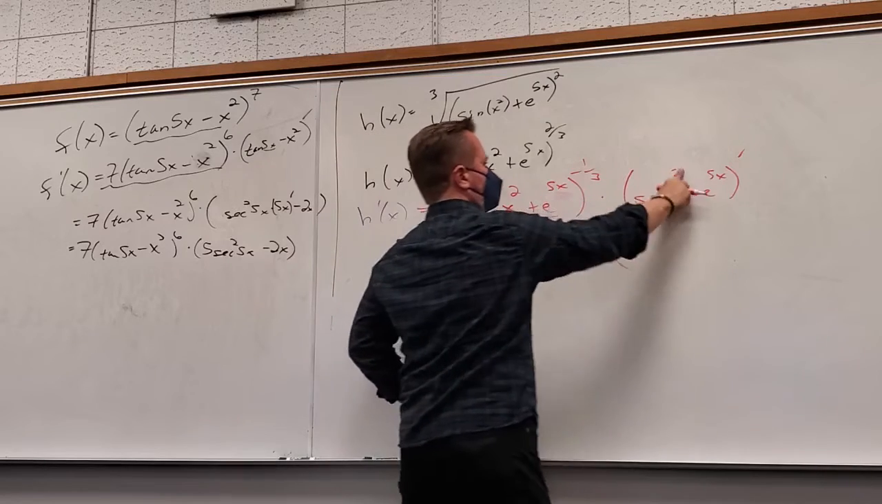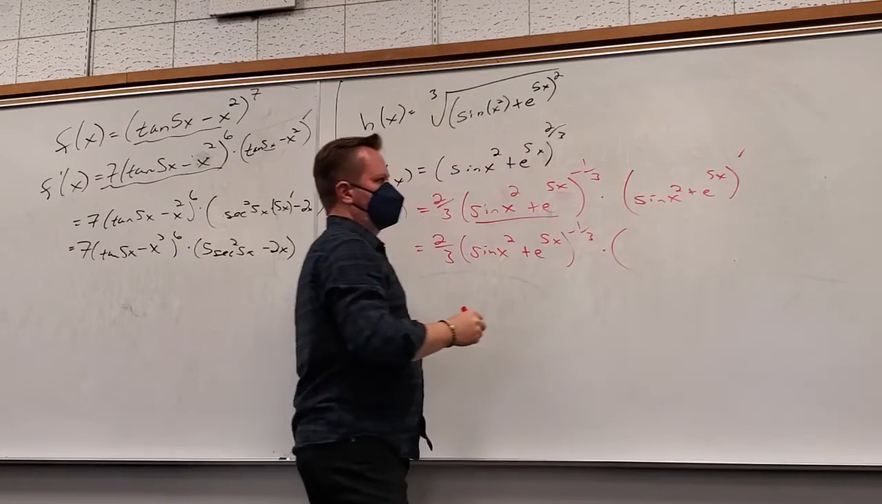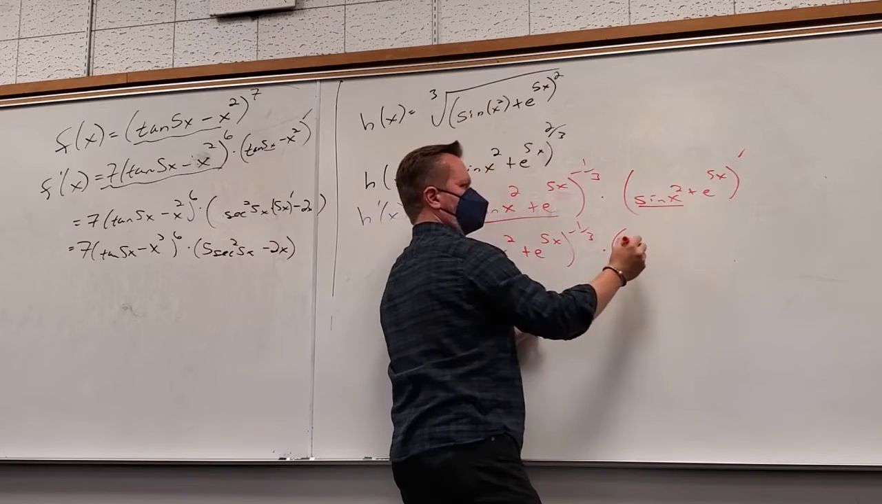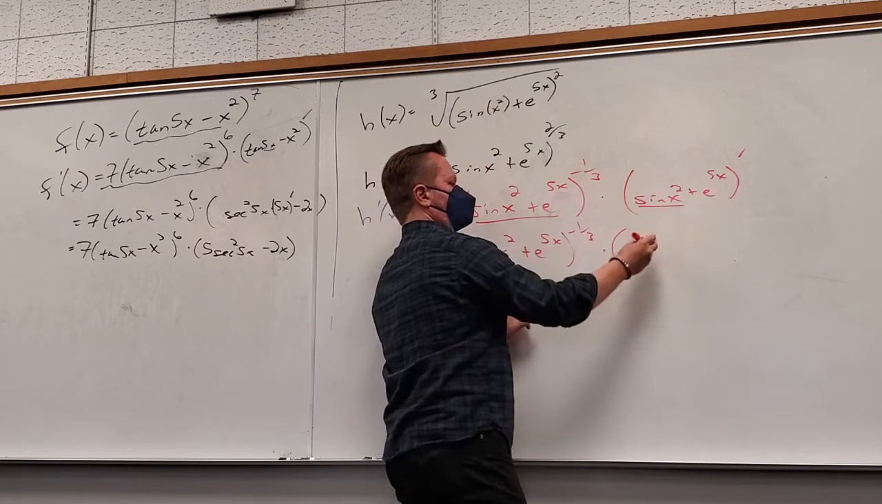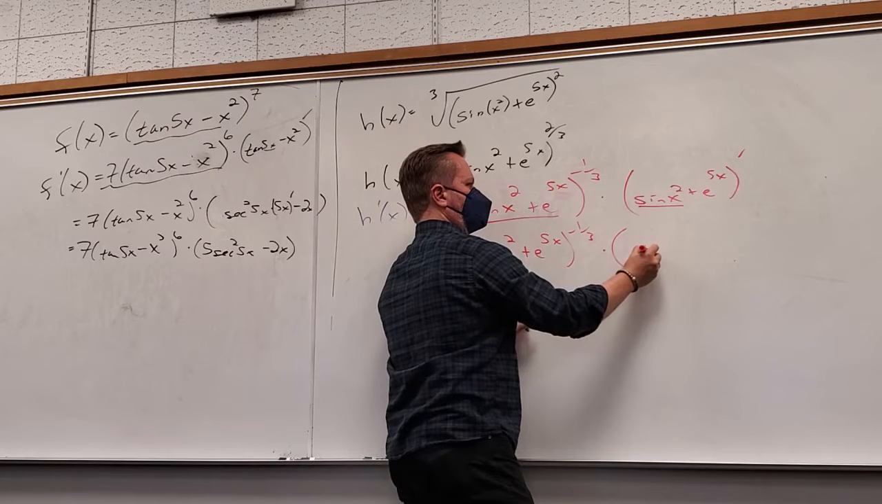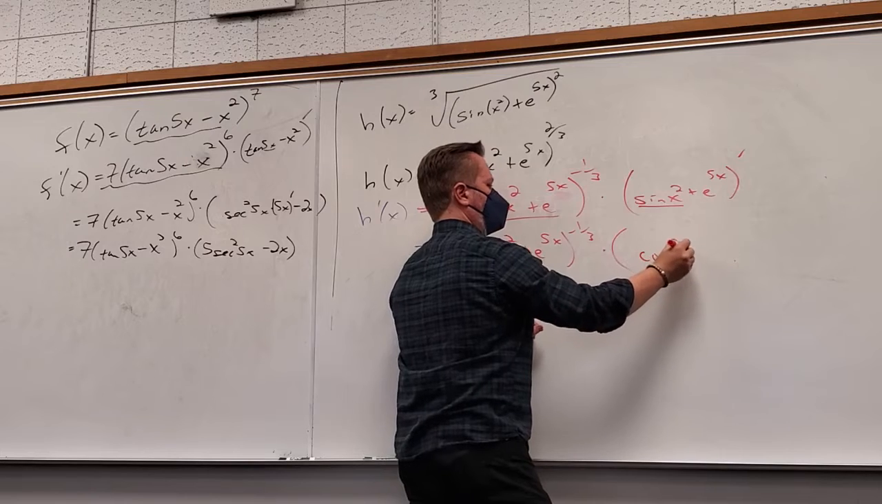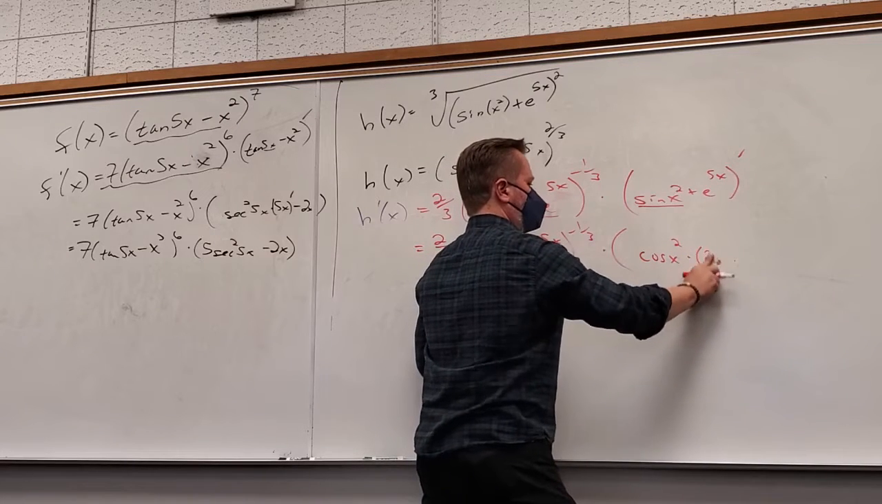Now what happens? What are you doing way up there? What can I do on the inside? Take the derivative of sine x. Yeah, so the derivative of sine is cosine, and the derivative of x squared is 2x. There we go, when you do it all the way up.